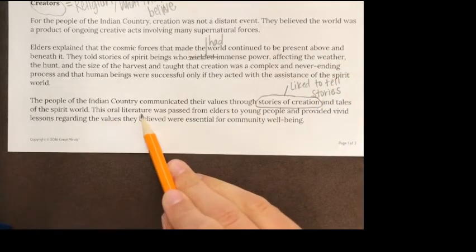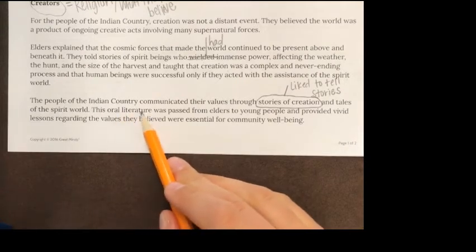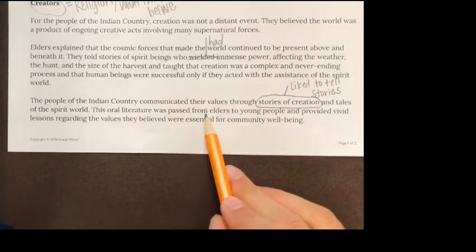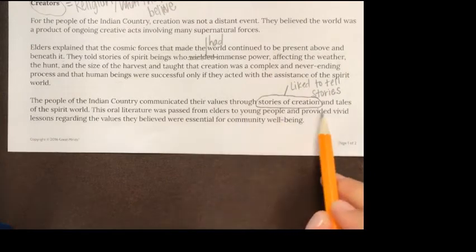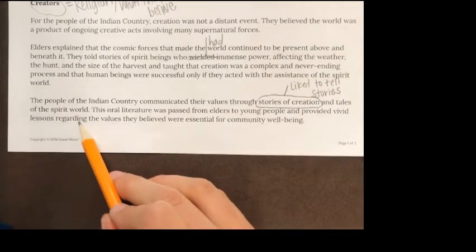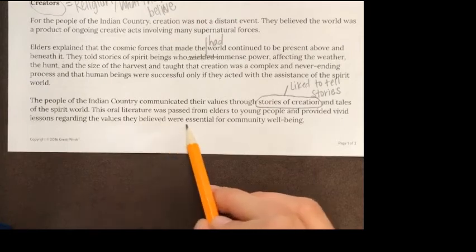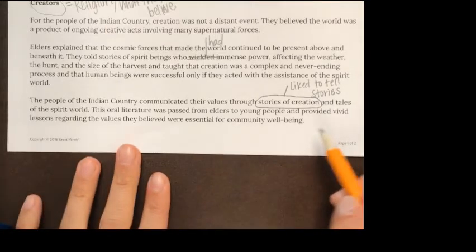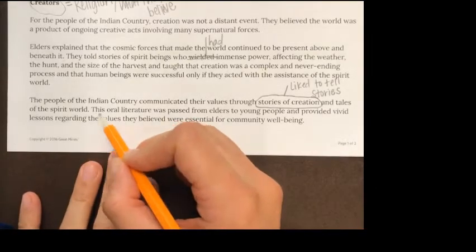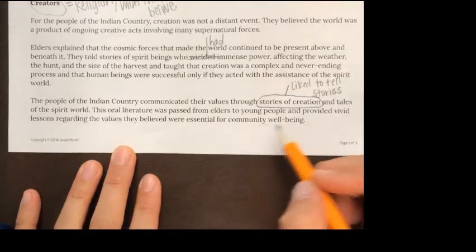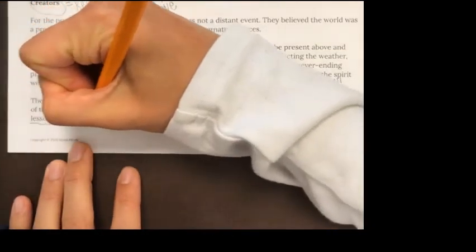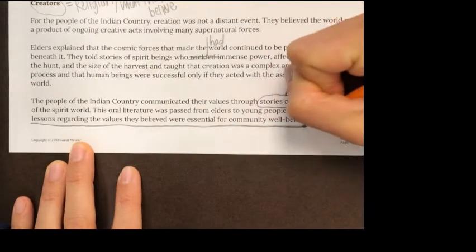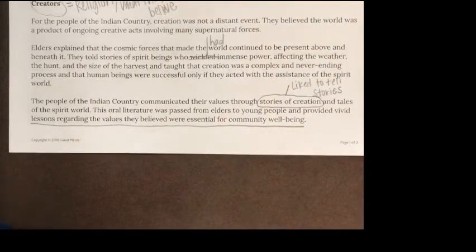This oral literature, which just means they told stories to each other, was passed down from elders to young people and provided vivid lessons regarding the values they believed were essential for community well-being. Okay, so that's really important, right? That just told me why their stories were so important to them. It says this was passed down and told lessons regarding the values they believed that were good for community well-being.